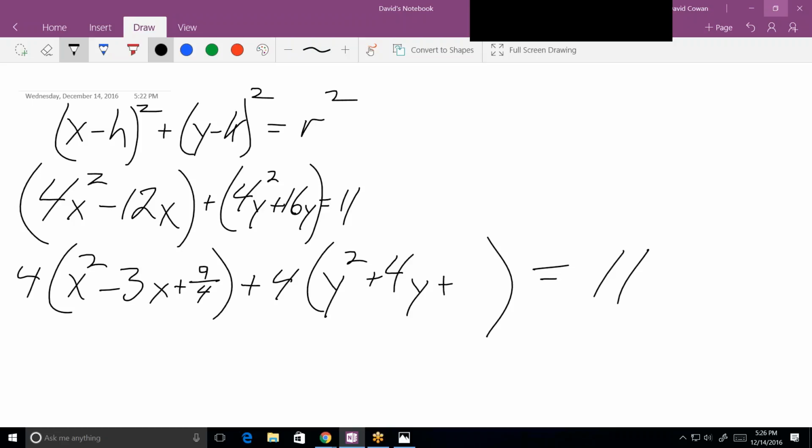Okay. What in the world? The technological gods are going crazy here. My writing pad just messed up. So bear with me here without me writing. So I'm going to add 9 to the right.